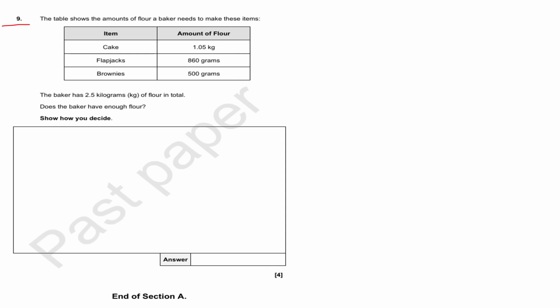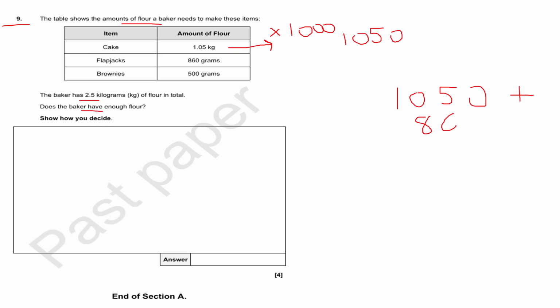Finally, question number 9. The table shows the amount of flour a baker needs to make these items. The baker has 2.5 kilograms of flour in total. Does the baker have enough flour? Show how you decide. Step 1, I'm going to convert this into grams by multiplying it by 1,000. When I do that, I'm going to get 2,500 grams. So I'm going to do 1,050 plus 860 plus 500.